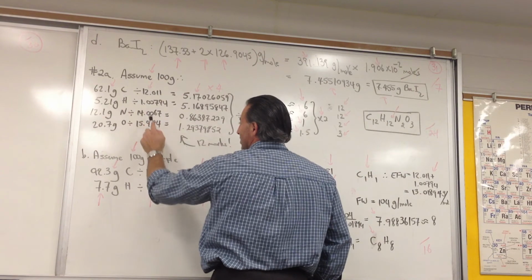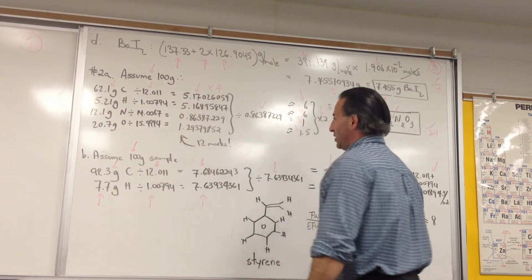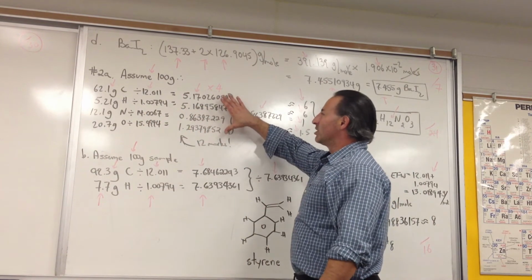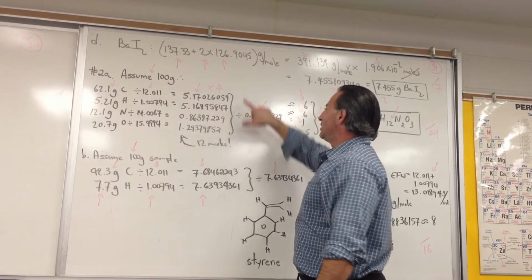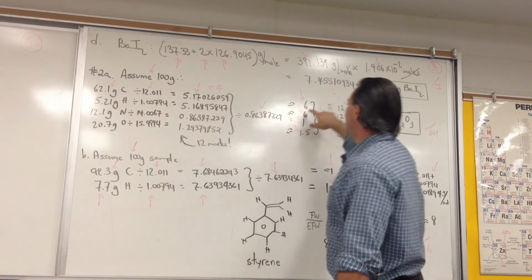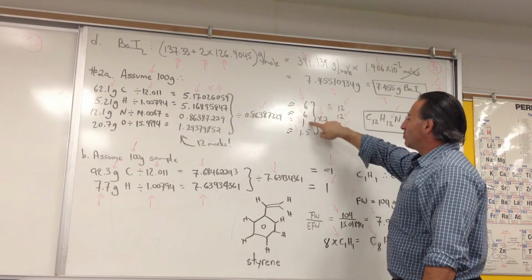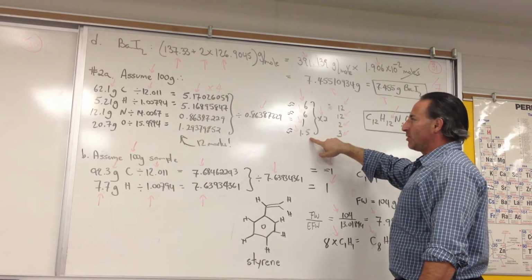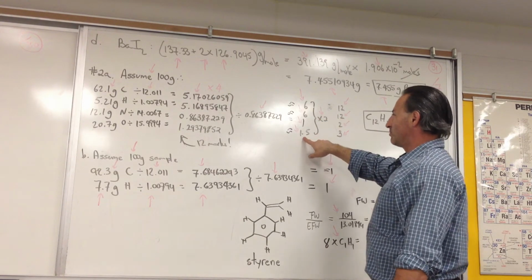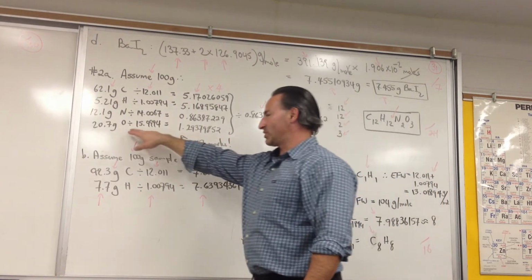Divide by the molar mass of each substance, and it gives you these mole ratios. Now we take the smallest number in the group, which is 0.86, and divide all of them by that 0.86, and it gives you 6, 6, 1, and 1.5. Almost all of them are integer values. The only one that's not an integer is the 1.5 here, representing the number of moles of oxygen.